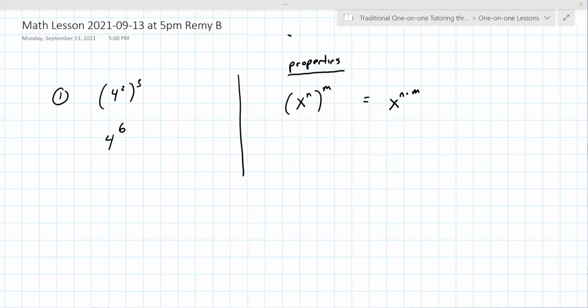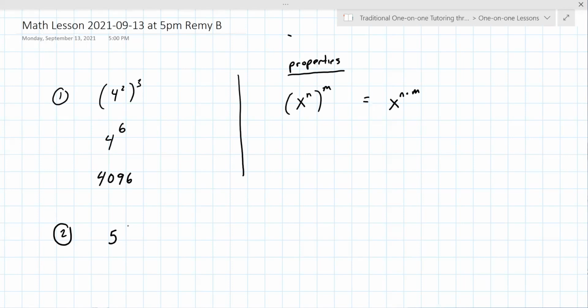So 4 to the power of 6 is pretty large. It's 4,096. It's usually outside of what most instructors ask you to know, but that is something that could be asked. All right, so let's take a look at number 2.